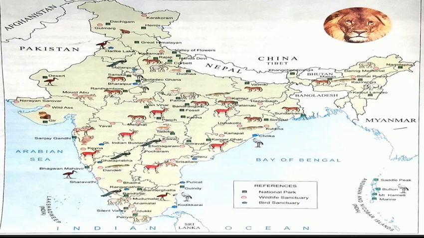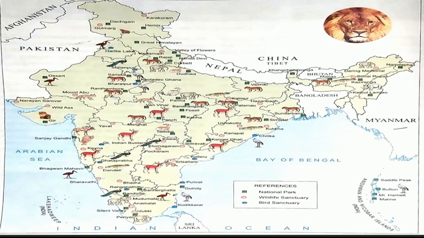The Jim Corbett National Park in Uttarakhand protects animals like tiger. The Kaziranga National Park in Assam protects animals like rhinoceros. The Hazaribagh National Park in Jharkhand protects tiger. Kanha National Park in Madhya Pradesh protects tiger and cheetah. Sundarbans Tiger Reserve in West Bengal protects the Bengal tiger.